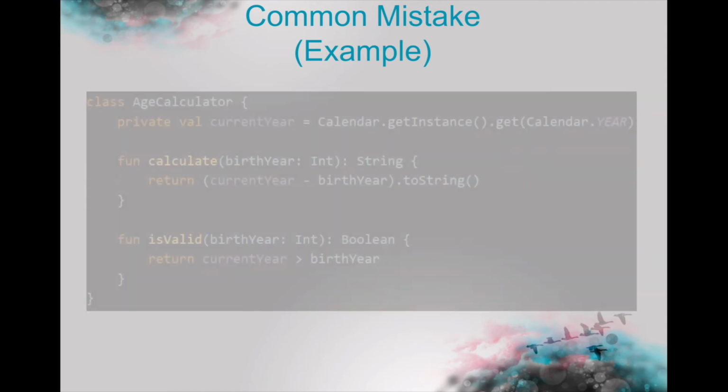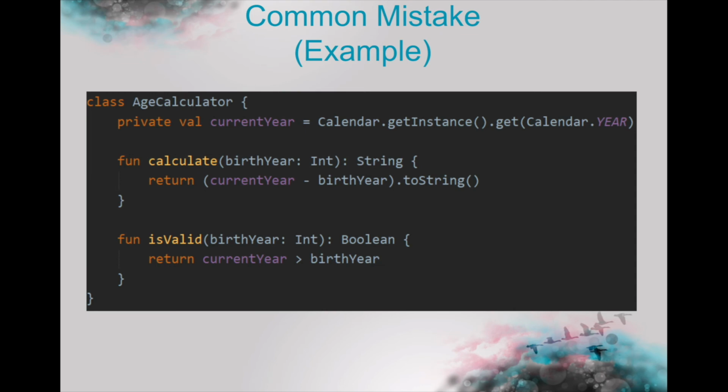Now, I will show you the common mistake with a code example. This is written in Kotlin language, but don't worry, because I'll explain the code for you. But language is not important here. What's important is the concept. Here, we have a class named ageCalculator. It contains 2 functions, which are calculate that returns age based on birth year and isValid that returns whether the input birth year is greater than the current year or not.